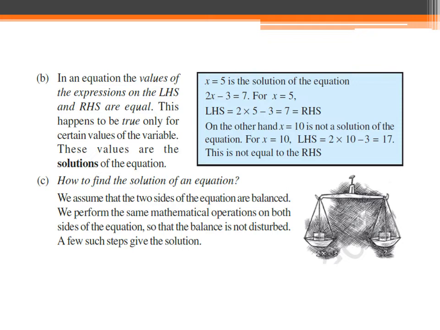Let us find out another value. X is equal to 2. 2 into 2, 4. 4 minus 3 is equal to 1, which is also not equal to 7. Like that, we have seen that when x is equal to 5, the equation is satisfied. That is 2 into 5 minus 3. 2 5s are 10. 10 minus 3 is equal to 7. Therefore, x is equal to 5 is the solution of the equation. Then, how to find the solution of an equation? We assume that the two sides of the equation are balanced. We perform the same mathematical operations on both sides of the equation so that the balance is not disturbed.